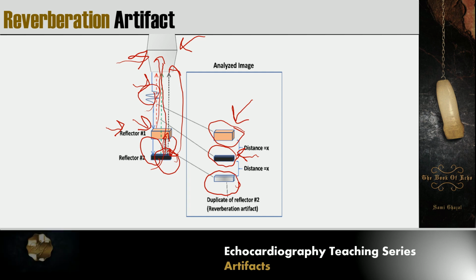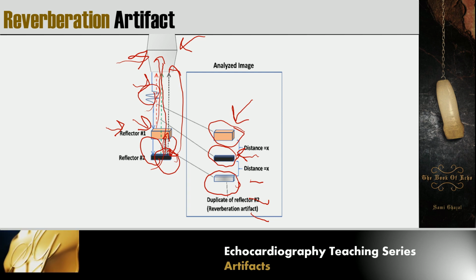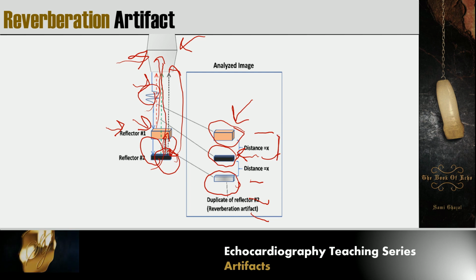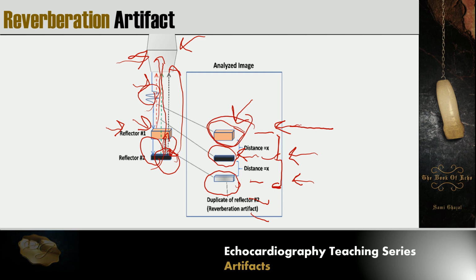That can happen one time, so you can have one artifact displayed, or it can happen multiple times, so you can have multiple artifacts. And also, if we note, the distance between object number 1 and object number 2 is the same as the distance between object number 2 and its artifact. So object number 2 here is the true object, and the artifact is coming from object number 2, but it's an artifact, it's not a true object. In other words, the distance from the strong reflector number 1 here and the artifact is twice the distance between reflector number 1 and the object that caused the artifact.